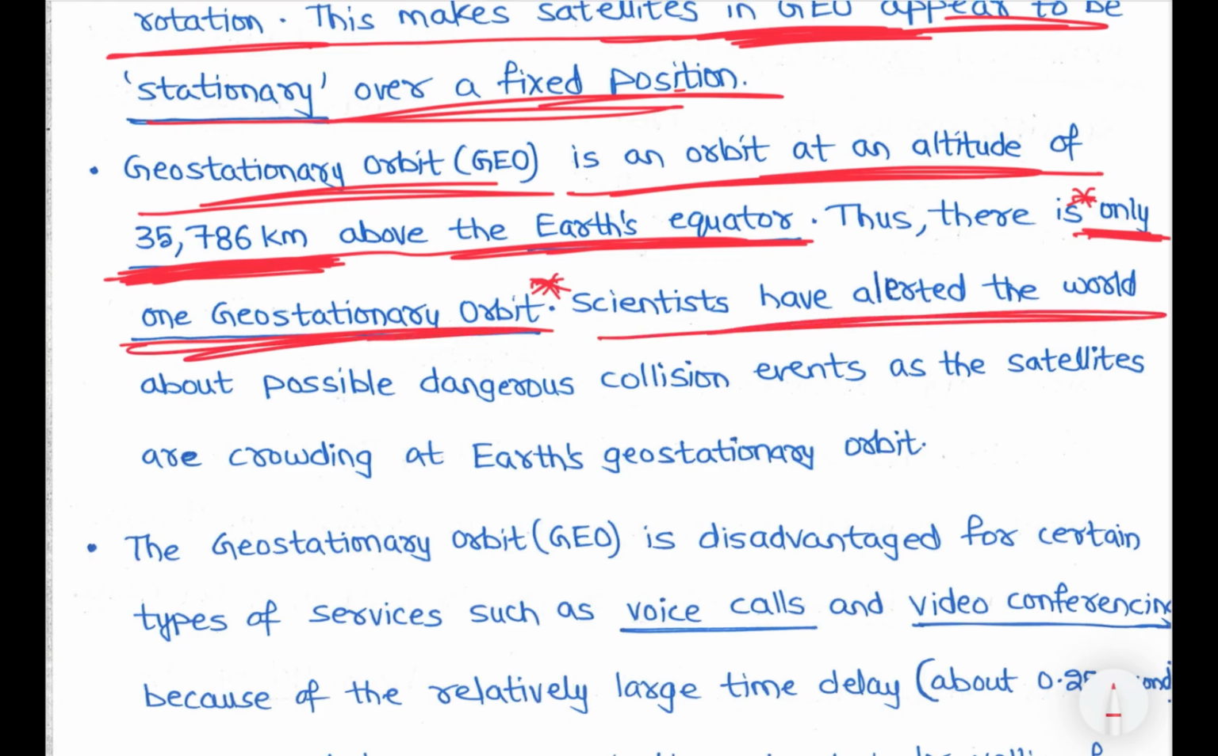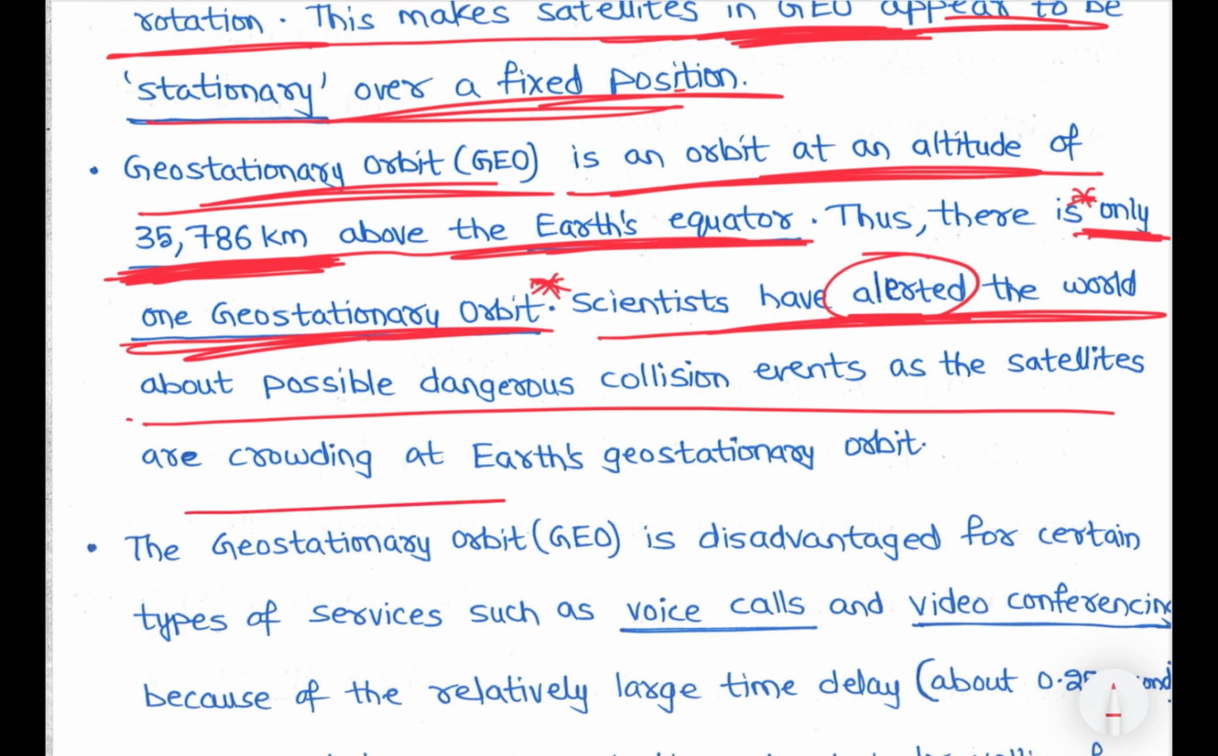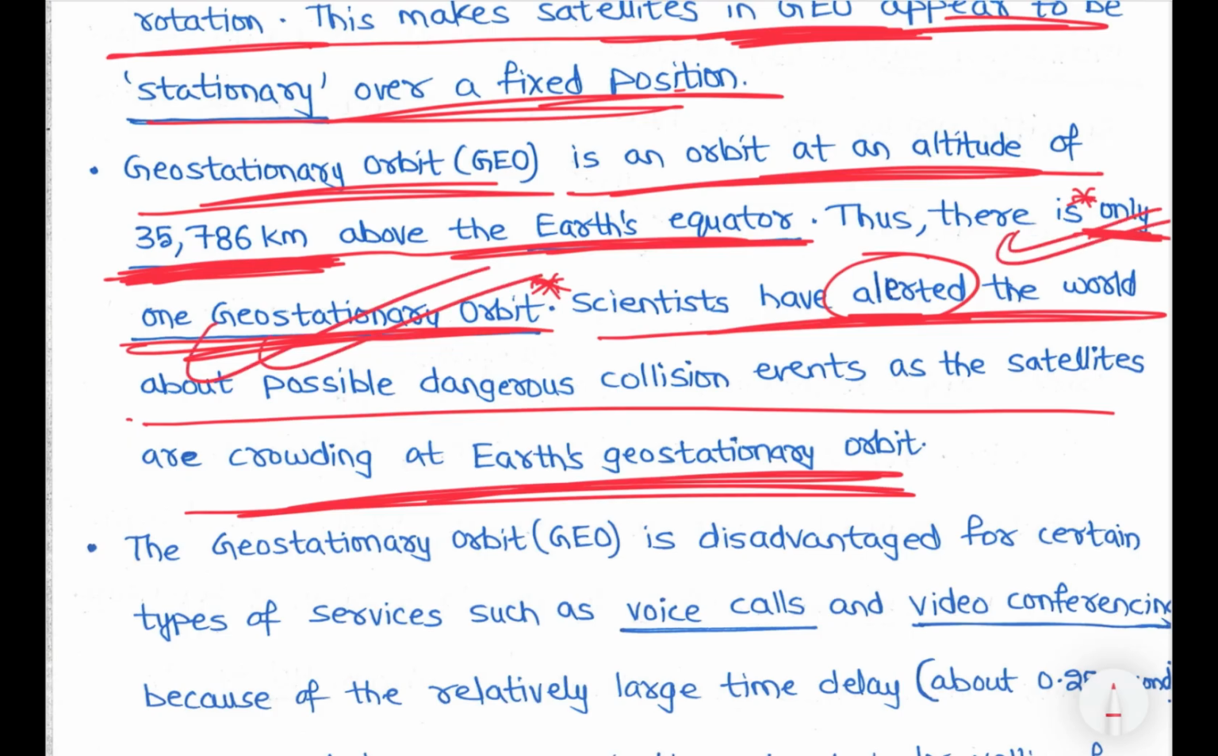Scientists have alerted the world about the possible dangerous collision events as the satellites are crowding at the Earth's geostationary orbit. By geostationary orbit में, right, there is only one orbit, right? And many satellites are being sent, right? Because वो telecommunication जो DTH services है, right? जैसे टाटा डिजिटल स्काई, right? And all they are placed in geostationary orbit, right? So that's why there are many satellites, उन पे crowd हो सकता है, right?